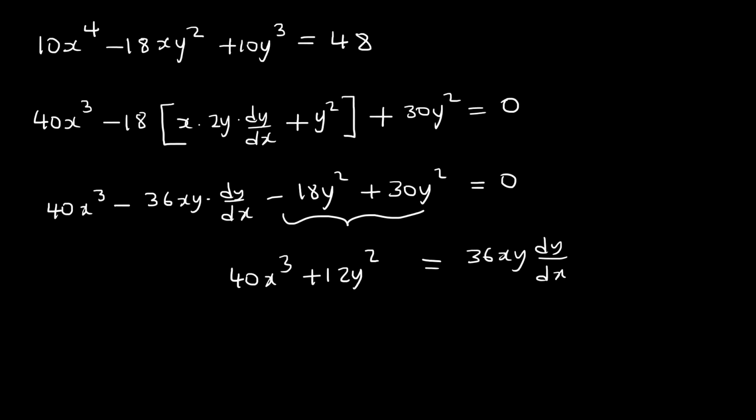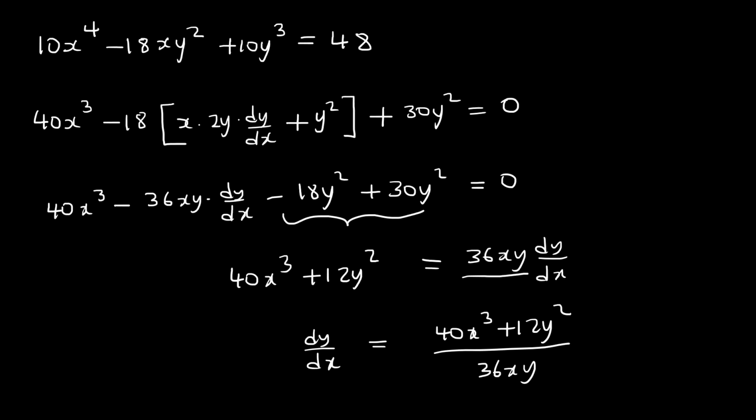Then we have to solve for dy/dx. So if I solve for dy/dx, I know I have to divide by 36xy. So my final answer will be 40x cubed plus 12y squared over 36xy. Don't simplify, leave it there. That's your answer. This one was 3 marks. So let me see another example I have.